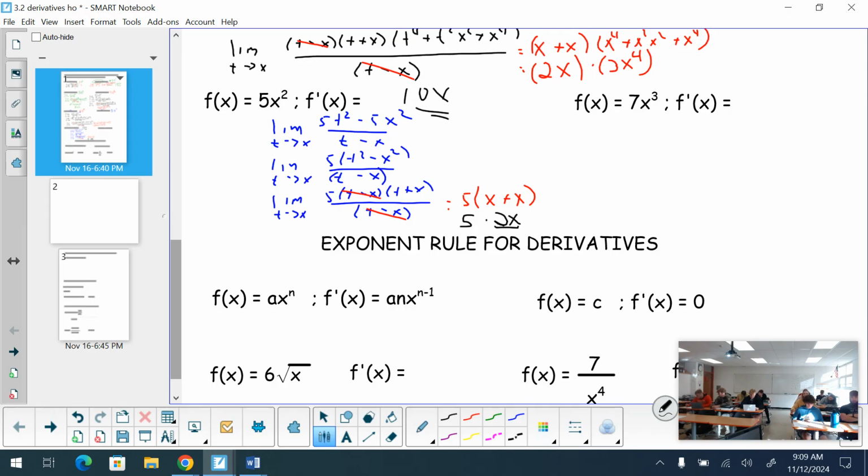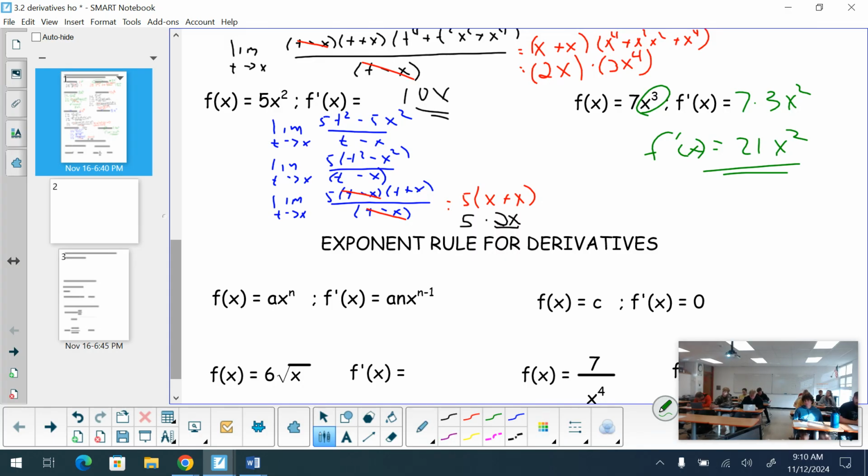So if we take a look at our next derivative, 7x cubed, I want to find the derivative. Well, all we're dealing with is the derivative of x cubed, using our exponent rule. If I take the derivative of x cubed, what do we come up with? 3x to the second. So we have 7 times 3x squared, because my derivative of x cubed gives me 3x squared. So we have 7 times 3, which is the value of 21x squared.